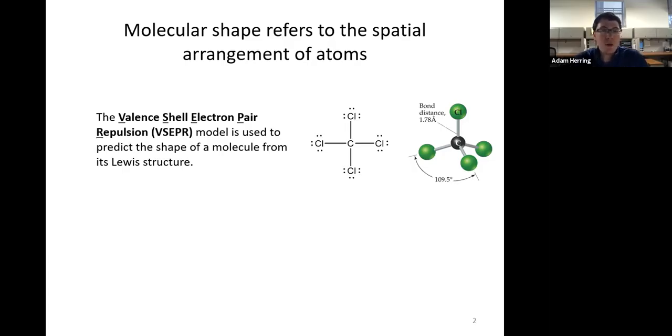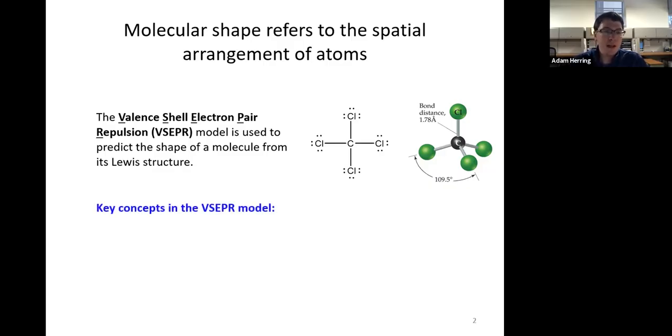The term that we like to use in chemistry is that structure determines function. And so the shape of the molecule is going to affect its properties, which will affect how it reacts with other molecules. So when we look at carbon tetrachloride, instead of being a flat molecule with bond angles of 90 degrees from each other, it's actually three-dimensional and has bond angles of 109.5 degrees from each other.